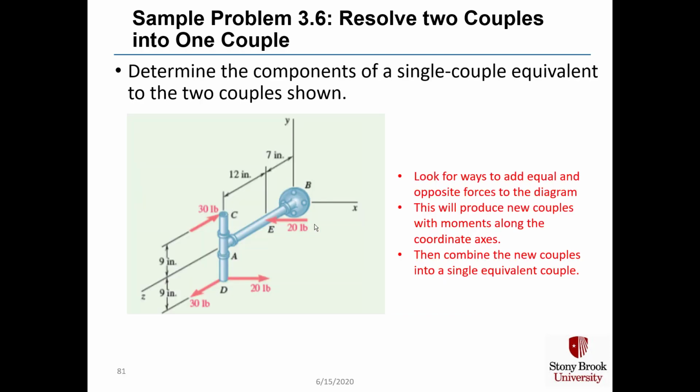In sample problem 3.6, we'll resolve two couples into one couple. Using the diagram on the left, we're going to look for ways to add equal and opposite forces to those in the diagram so that we can create new couples. These new couples will have moments along the coordinate axes. Then we're going to combine our new couples into a single equivalent couple.